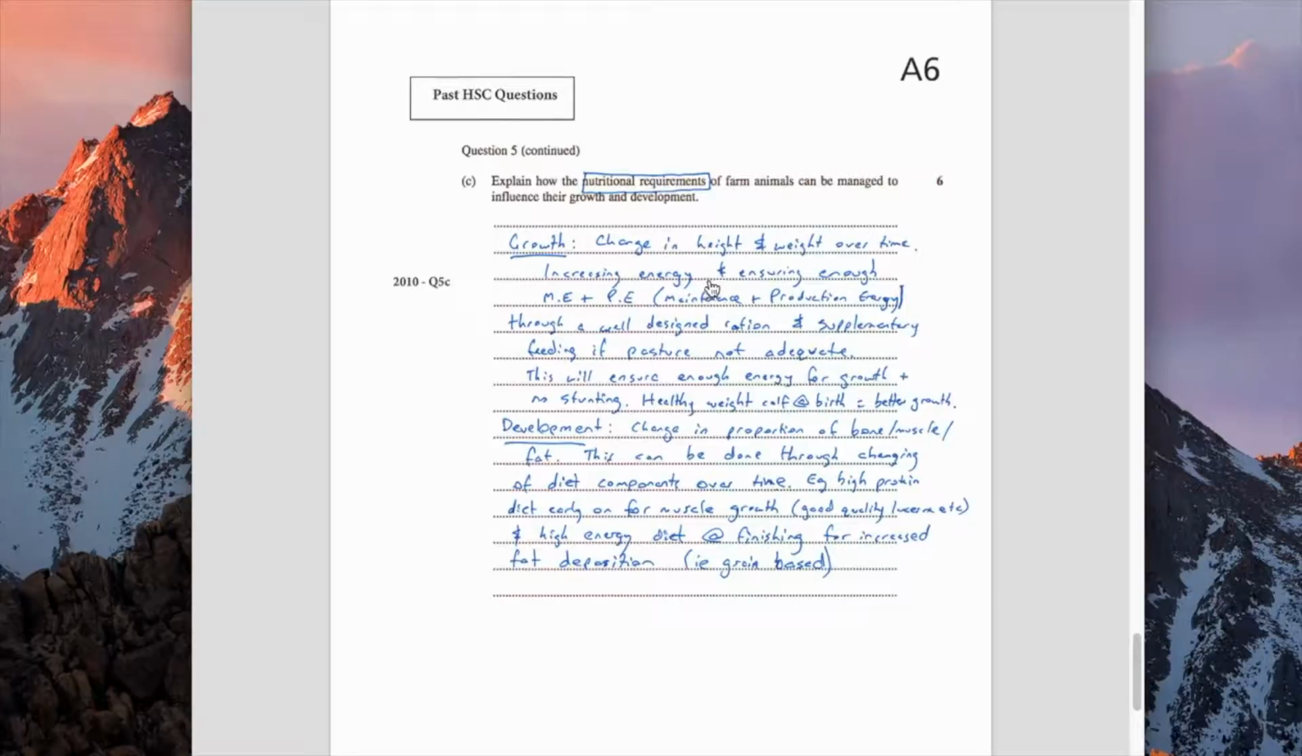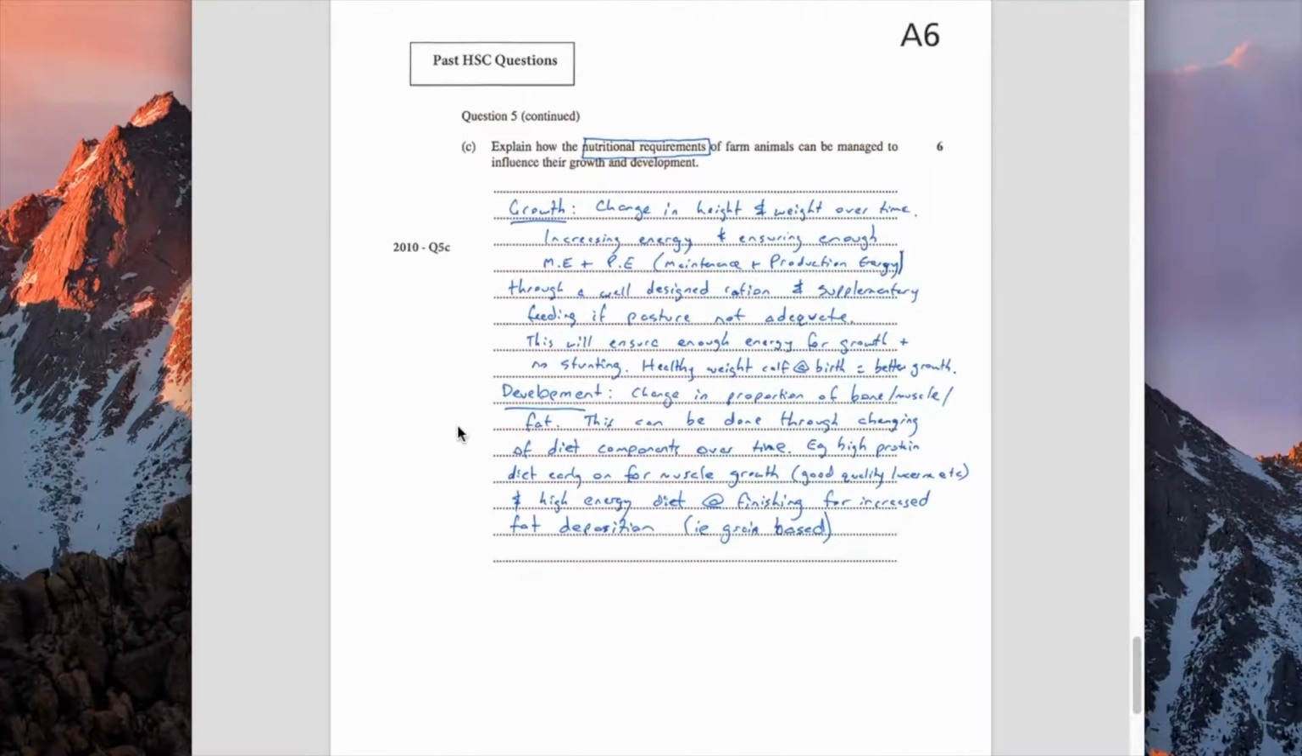Increasing energy and ensuring enough maintenance energy and production energy through a well-designed ration and supplementary feeding if pasture is not adequate. This will ensure enough energy for growth and not cause any stunting. Healthy weight of calf at birth gives you better growth rates, which we learnt earlier. So that's definitely 3 marks there so far.